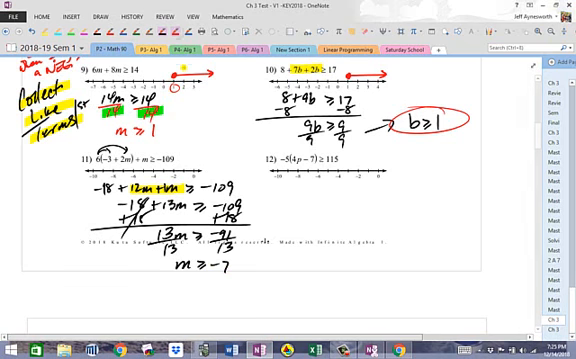So you got to graph that. And it includes negative 7. Why? Because of the equal sign here. It includes it. All right, so negative 7 is a solution. All right, let's keep on going.